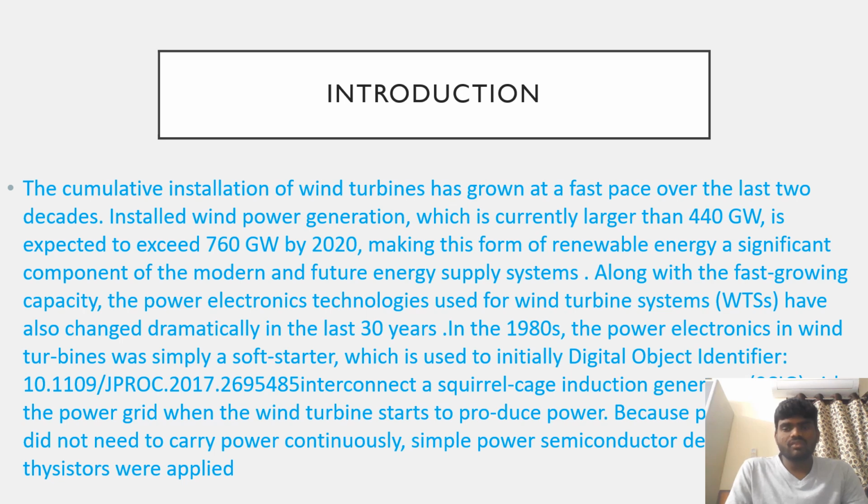Along with the fast-growing capacity, the power electronics technologies used for the wind turbine system have also changed dramatically in the last 30 years. So, in the 1980s, the power electronics in wind turbine was simply a soft starter, which is used to initially interconnect a squirrel cage induction generator to the power grid when the wind turbines start to produce the power, because they did not need to carry power continuously. Simply, the semiconductor thyristor was applied.